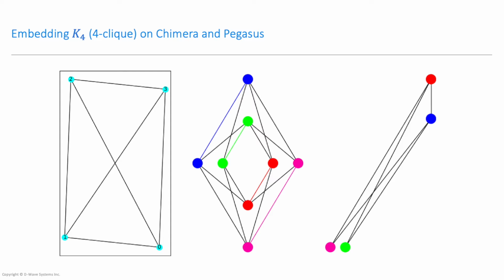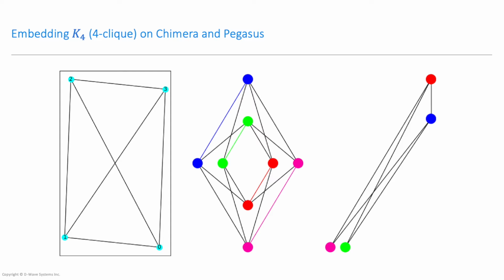meant 4 chains, each of length 2. In other words, requiring a full unit cell, requiring 8 nodes to do it. And on the right, you can see that Pegasus embeds this trivially, 1 node to each physical, 1 logical variable, 1 logical qubit to 1 physical qubit.